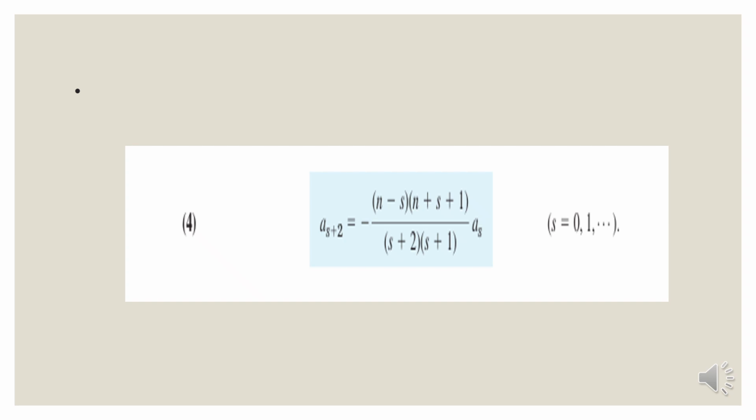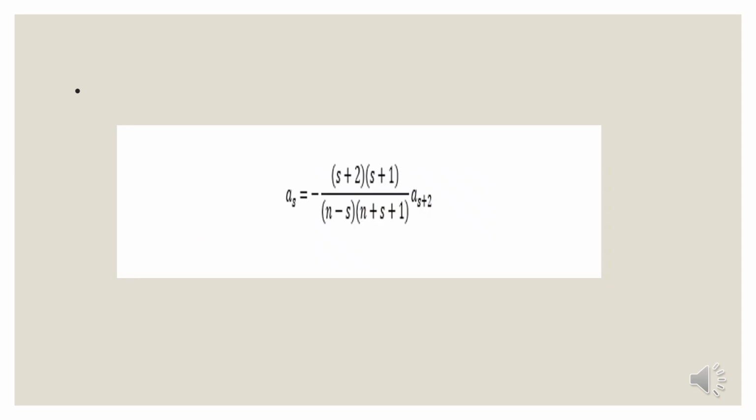Now, since we know the coefficient of the highest power, the issue is to find the coefficients of the lower powers. But remember, we got the recurrence relationship of a_(s+2) in terms of a_s, as you can see in the slide. Let's continue. Now, we can express a_s in terms of a_(s+2) as got from the equation above, and we get a_s as a function of a_(s+2) as given in the slide.